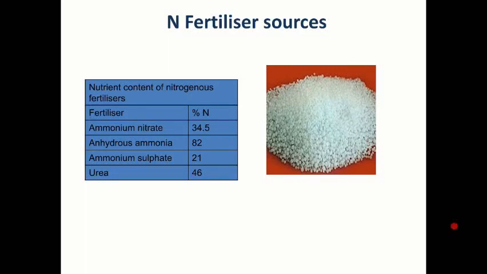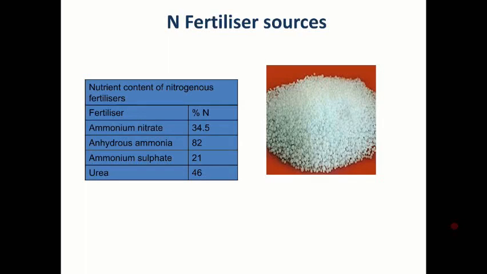So ammonium nitrate, a popular one, 34.5. Anhydrous ammonia, this is obviously for North America. I don't think we use anhydrous ammonia here in the UK. Probably a good thing. It's quite a scary chemical that you get injected into the soil. It's from a big tank of ammonia gas that gets injected into the soil. Ammonium sulfate we use here, and urea, of course, as well.